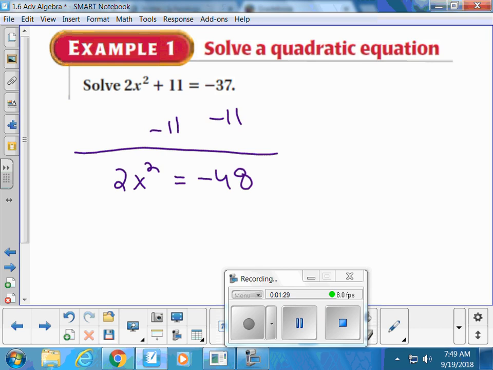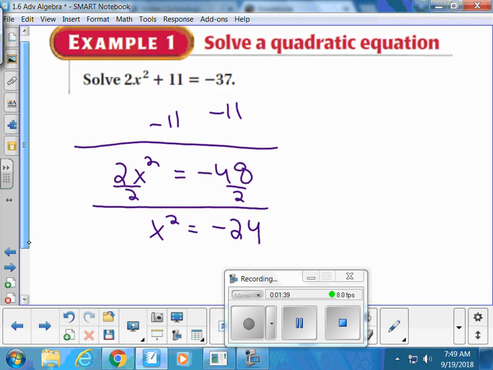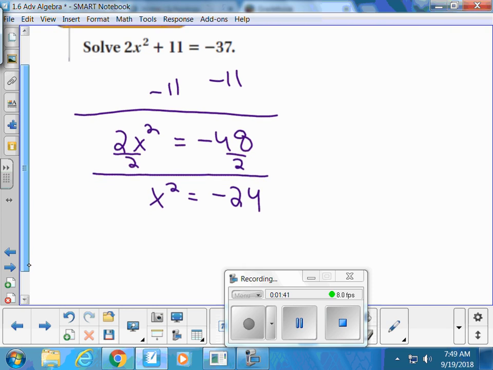What's our next step? Divide both sides by 2. That gives us x squared equals -24. And what's that last step? Square root. Now we don't want any decimals. We just want to kind of simplify this radical down. So first things first, you can't square root negatives, right? Not possible. So our answer is going to be imaginary.